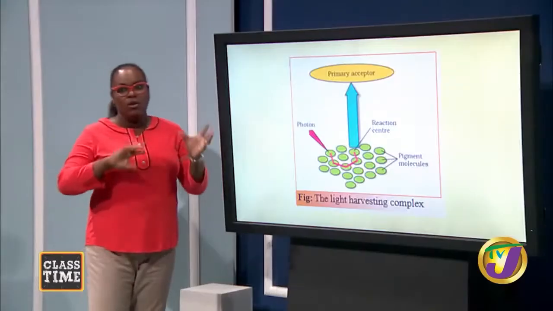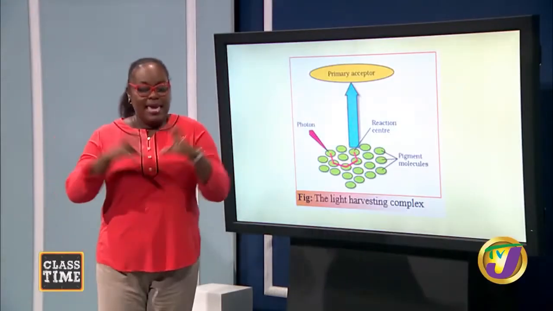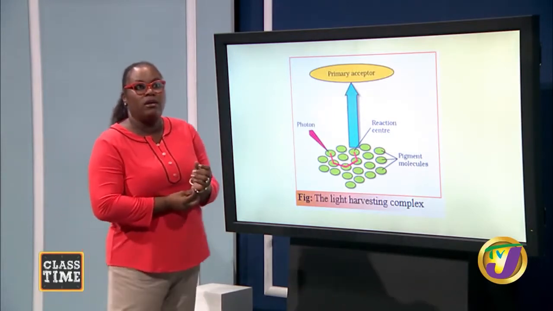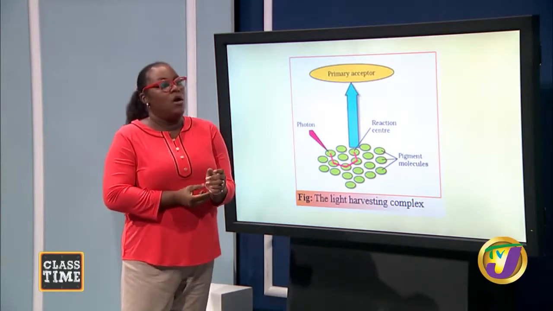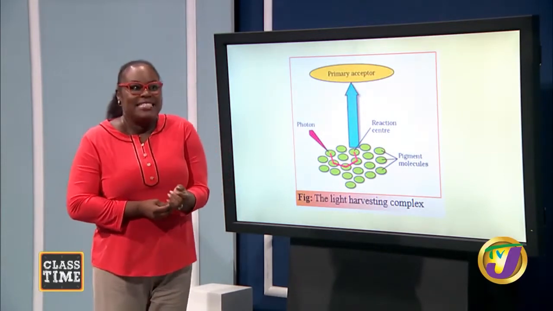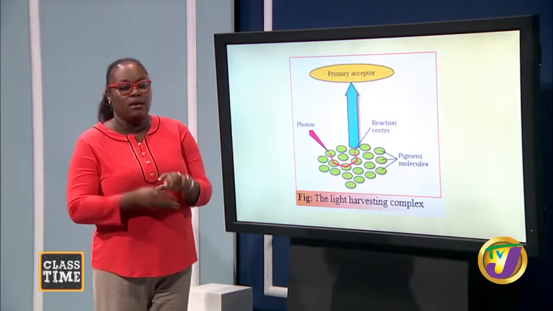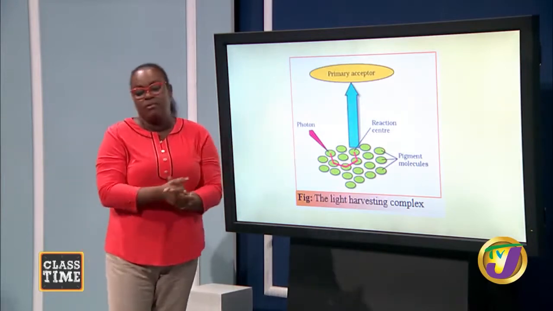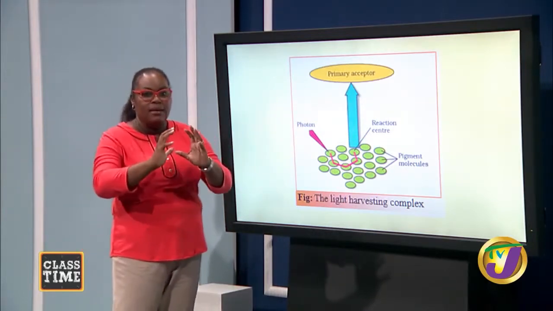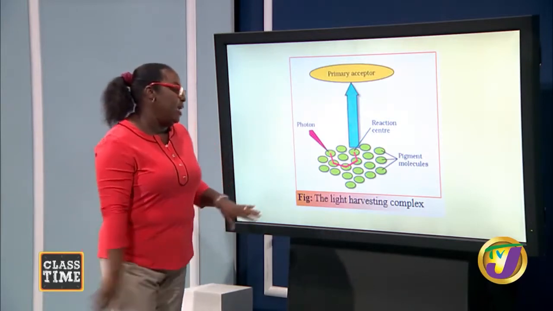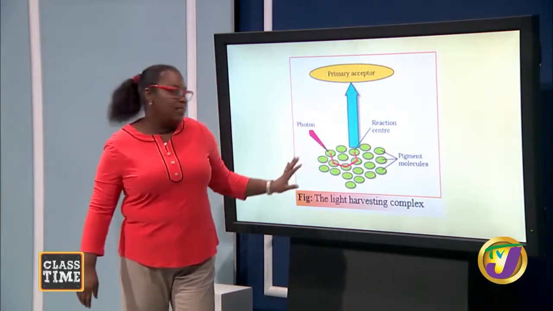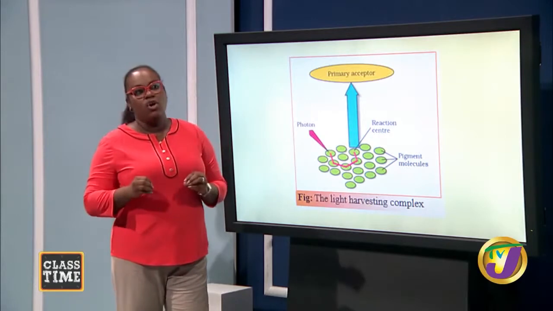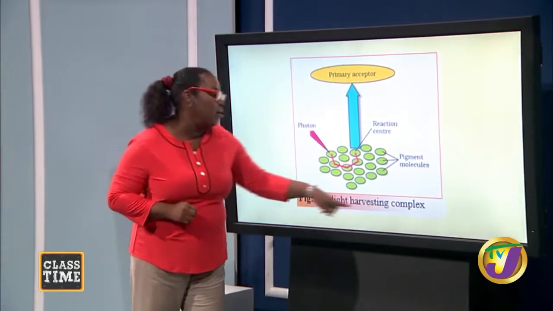Now, all of those pigments I just mentioned are found in the thylakoid membrane of the chloroplast. Now, these pigments are not just placed in the thylakoid membrane haphazardly, just thrown down. No. They are actually in a particular formation called a photosystem. They are arranged in a particular arrangement, and so that is called the light harvesting complex.